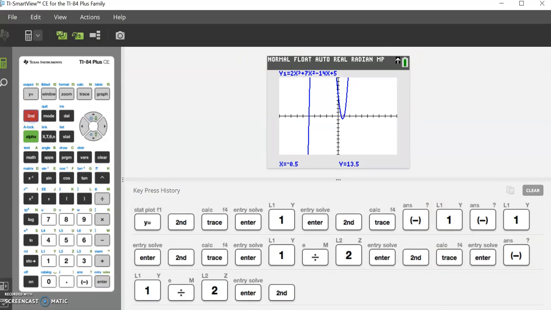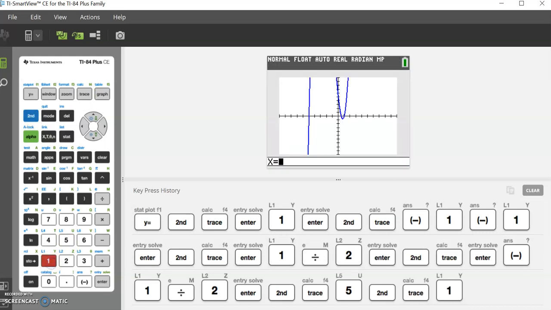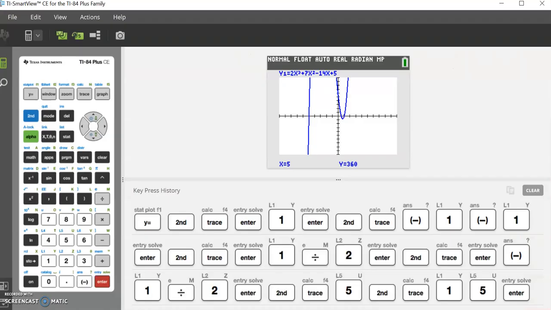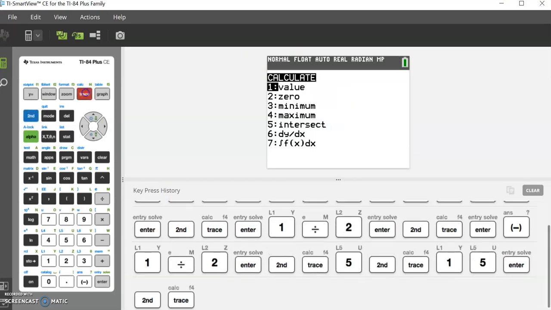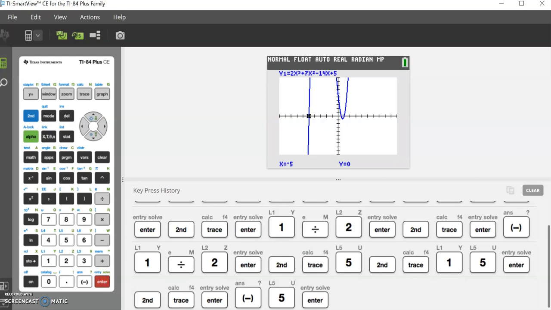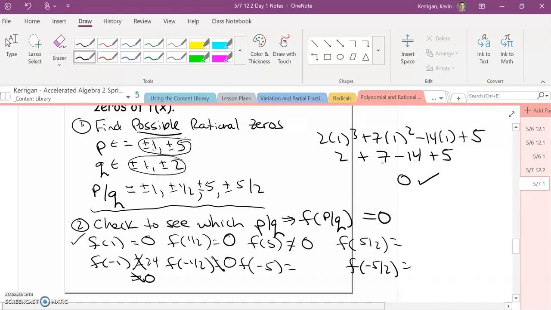F of 5, second calc value. I'm going to type in x equals 5, 360. Okay, great. That's not equal to 0. That's all I care about. And then -5, if I go second calc value -5, enter, boom, I get a y value of 0.